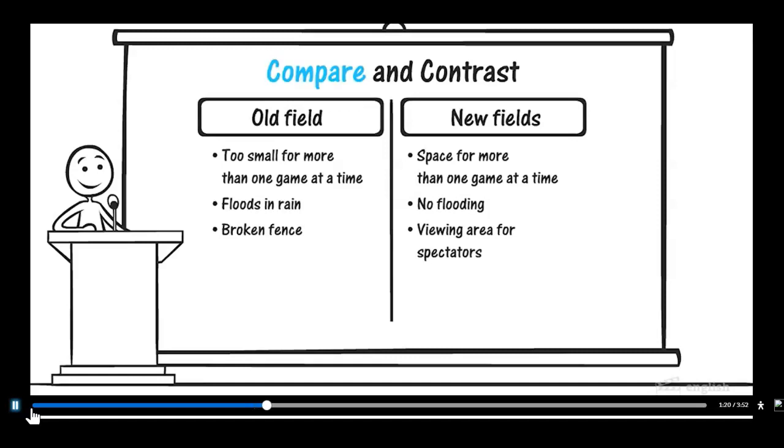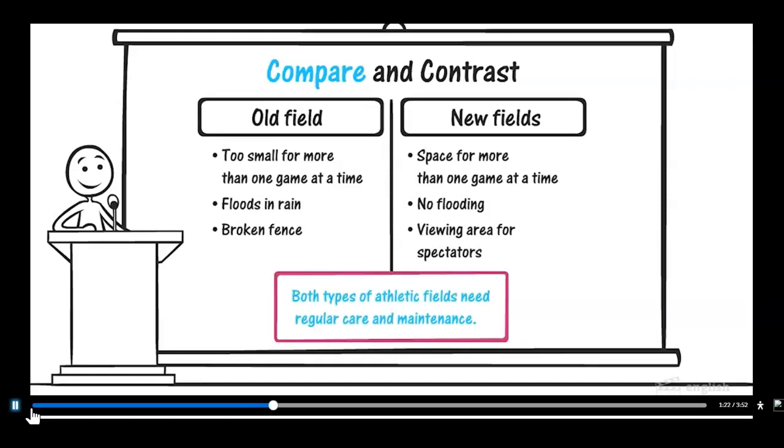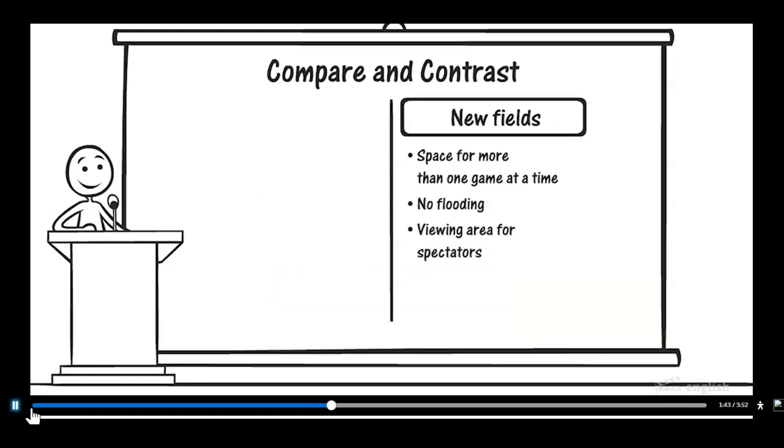Now, I'll compare these ideas by identifying a similarity between them. This connection makes my message stronger. It helps my audience understand why the new fields are a good idea. After all, if we have to spend money and effort on athletic fields, why not spend it on new fields that we'll enjoy using? If I talked only about the new fields without comparing them to the old one, my point wouldn't be as strong.